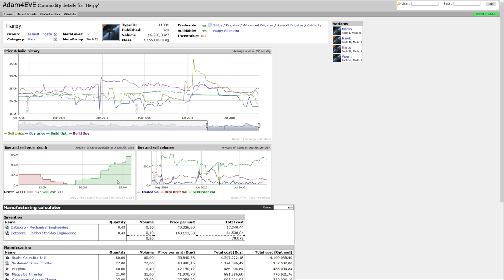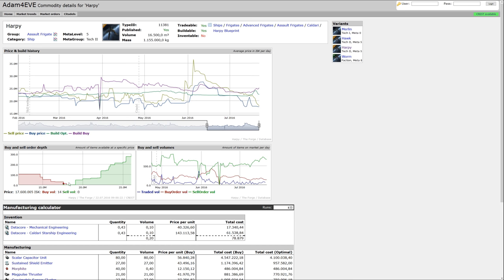And the depth diagram, you see how far the different buy and sell orders go. So you see there's a lot of sell orders that are at 22 million, which was the previous previous ledge here, and at the current level you have about 48 Harpies, which are allocated at 90 million.